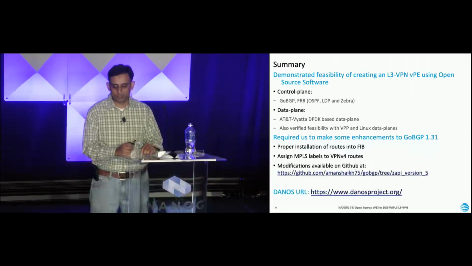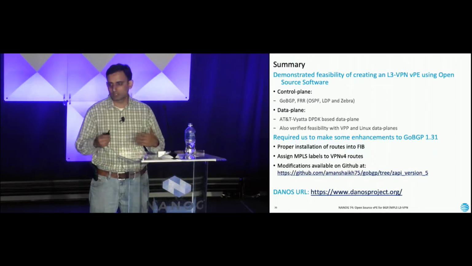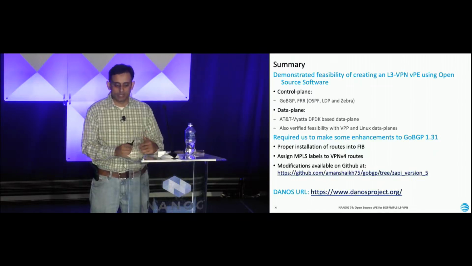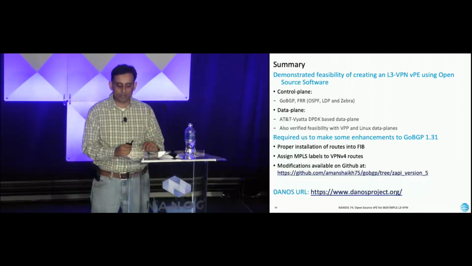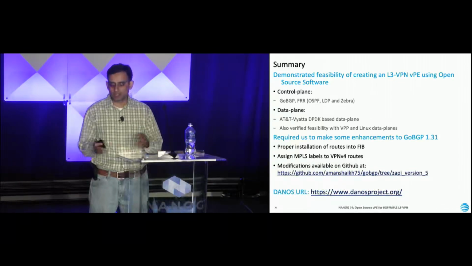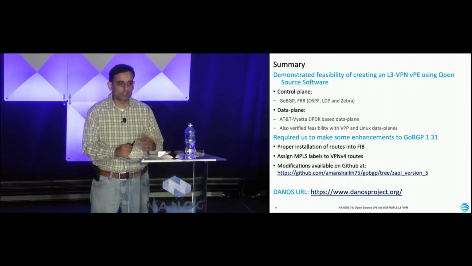This required us to make enhancements to GoBGP, so things didn't work as is straight out of the box. In particular, we had to make modifications which dealt with how routes are installed into the forwarding table, how MPLS labels are assigned to VPNv4 routes, etc.